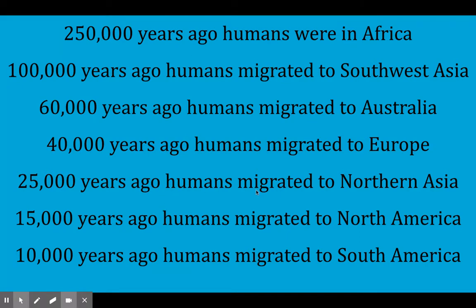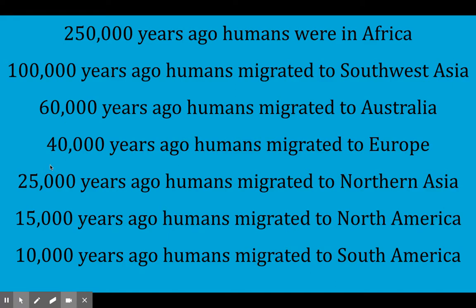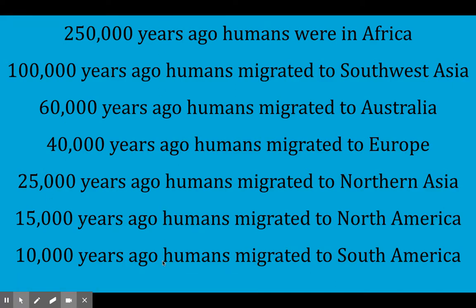25,000 years ago, humans migrated to Northern Asia. 15,000 years ago, humans migrated to North America. And 10,000 years ago, humans migrated to South America. So we are going to put all these 1, 2, 3, 4, 5, 6, 7 events on a timeline.